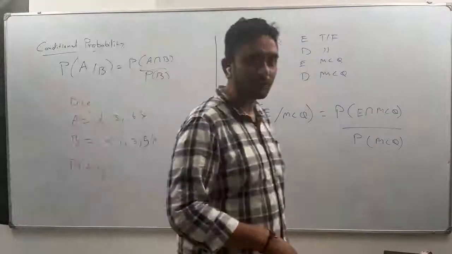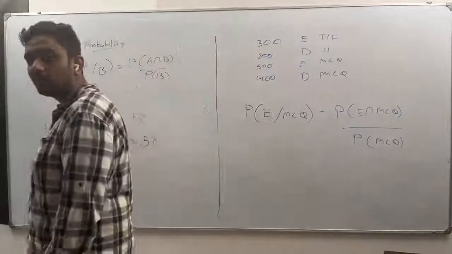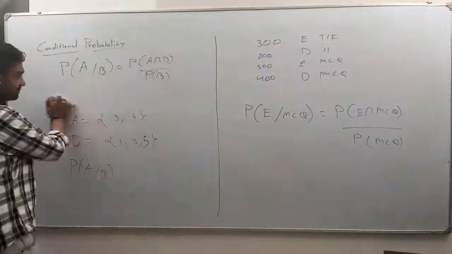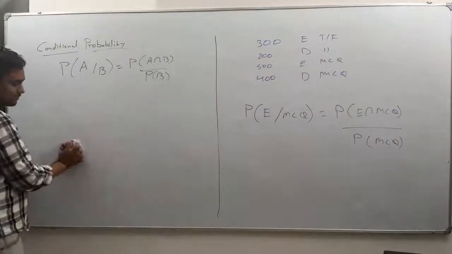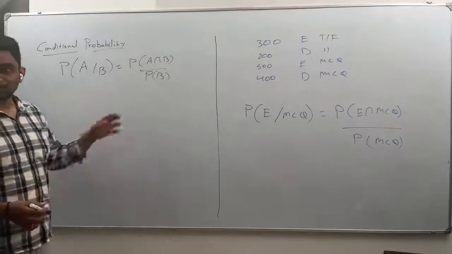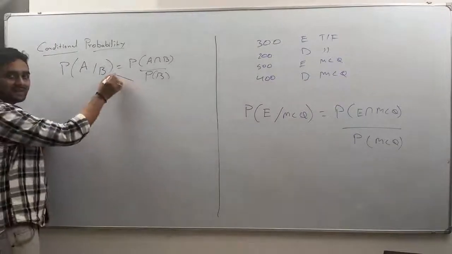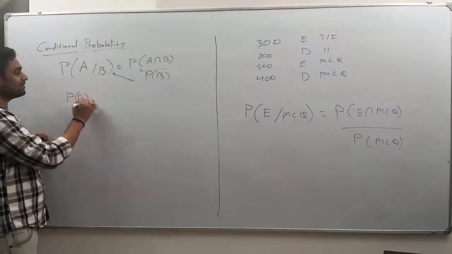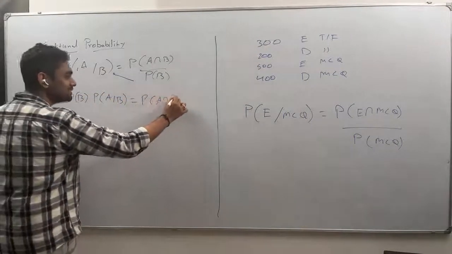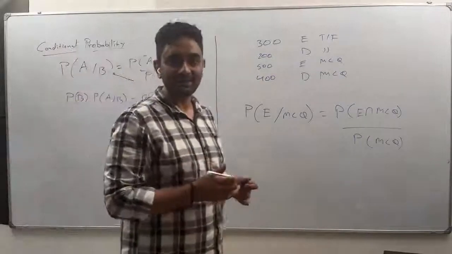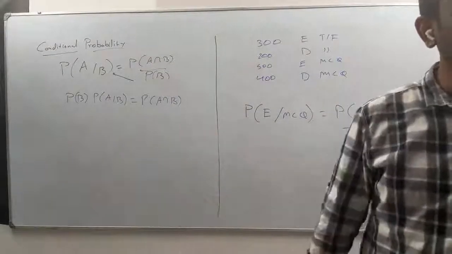Okay, Murugasan, do you know how to cross multiply? A by B equal to C by D, then what is AD equal to BC? That is the multiplication theorem. Now you see this? Can I cross multiply? So P of B into P of A given B is P of A intersection B. Now tell me how difficult is that? Look at the multiplication theorem, do you see something similar? That's it.